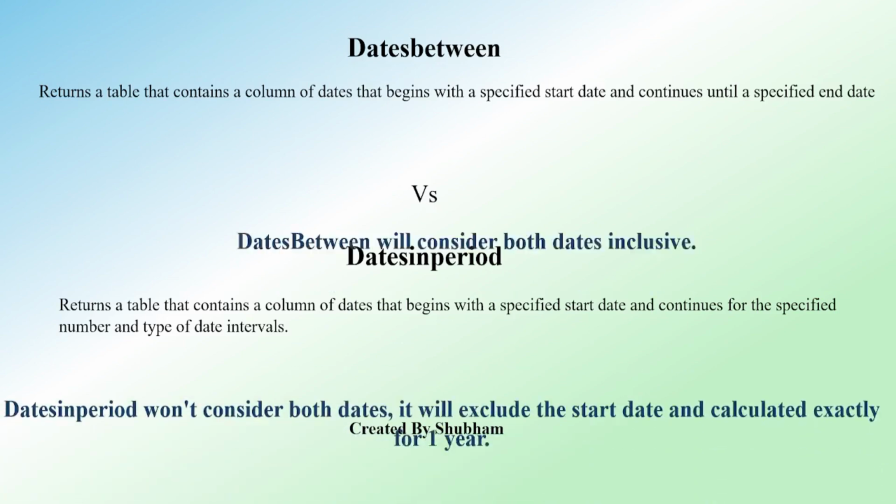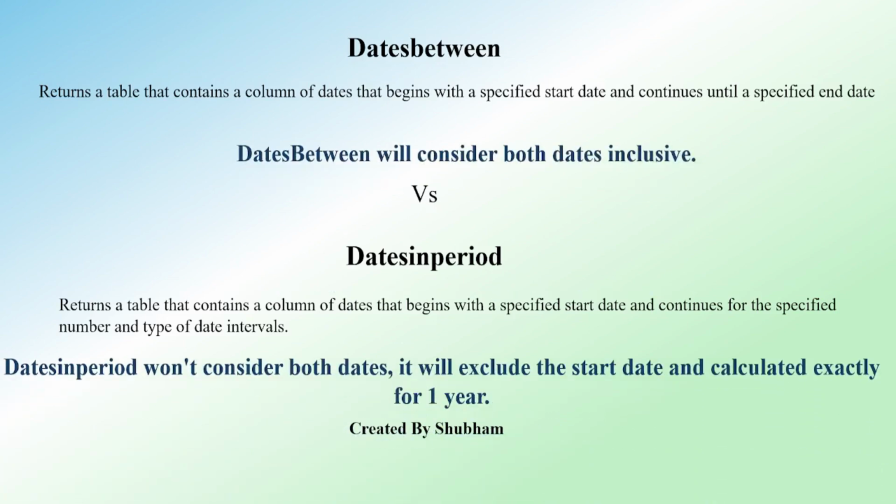And now let's understand the differences. Dates between will consider both the dates inclusive. That means whatever dates you have entered with the start date and end date parameter, it will calculate for those dates. But under dates in period guys, it won't consider both the dates. It will exclude the start date and calculate exactly for the year, which we have already seen in the practical. So whatever number of intervals you select, it will calculate the sale accordingly as per the day, month, quarter or year. So I hope now you guys are clear with the difference of dates between and dates in period.